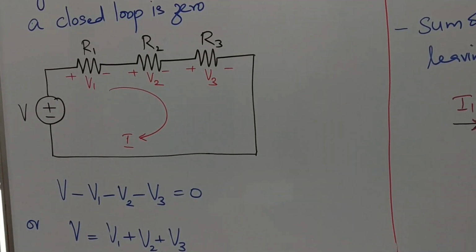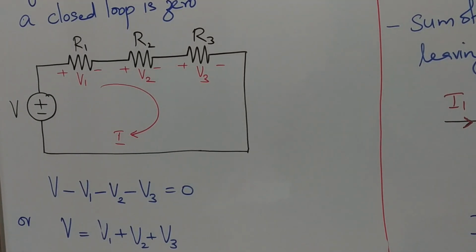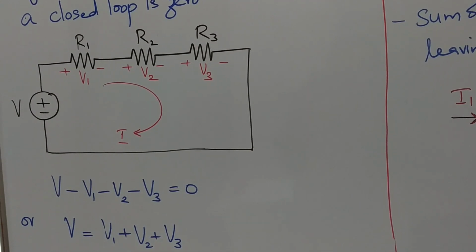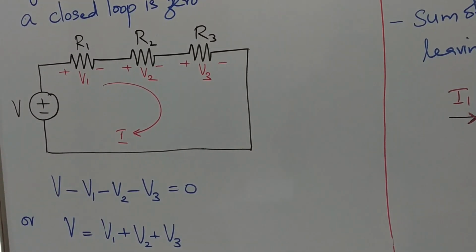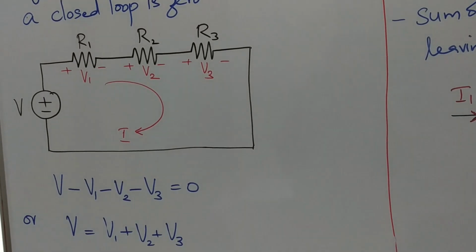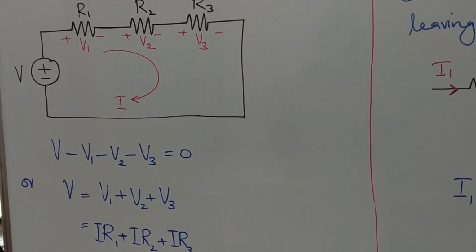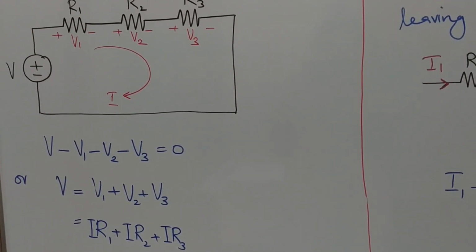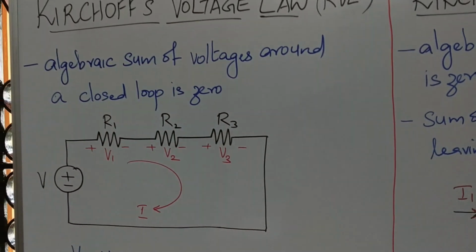Hence we will get V minus V1 minus V2 minus V3 equal to 0, or we can write it as V equal to V1 plus V2 plus V3, or we can write it as I into R1 plus I into R2 plus I into R3. So this is Kirchhoff's voltage law.